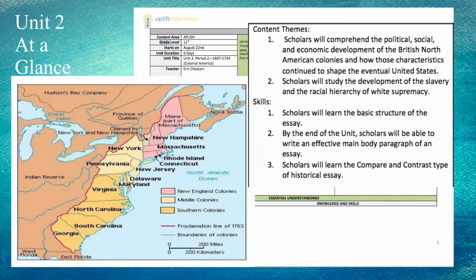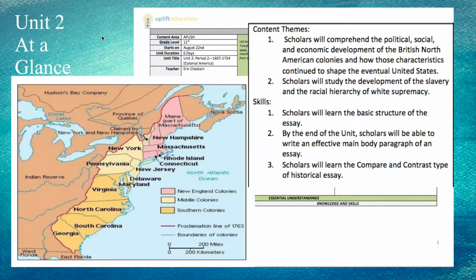Lastly, emphasize the differences between how the colonies were structured economically. The southern colonies with their reliance on cash crops, New England with the strong merchant class and trading, and the middle colonies that reflected a bit of both types of economies. Perhaps most importantly, our other content theme that connects to economics is the development of labor systems in the colonies, most notably indentured servitude and African slavery.